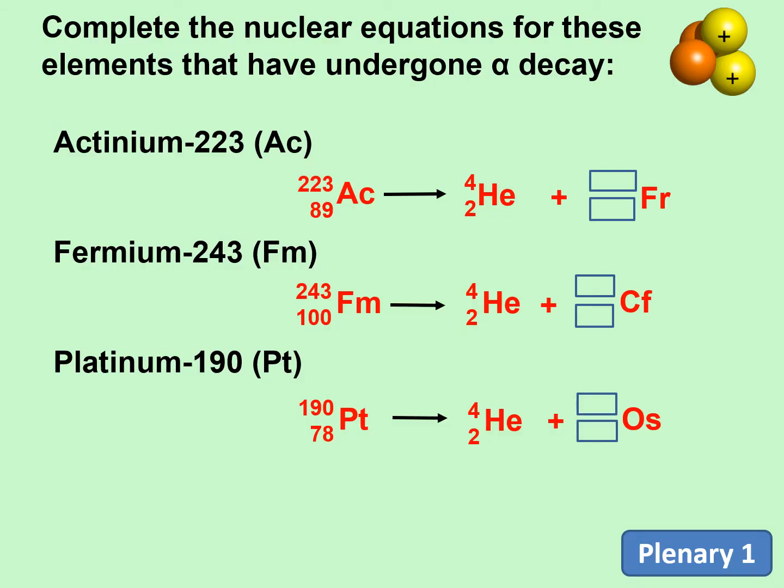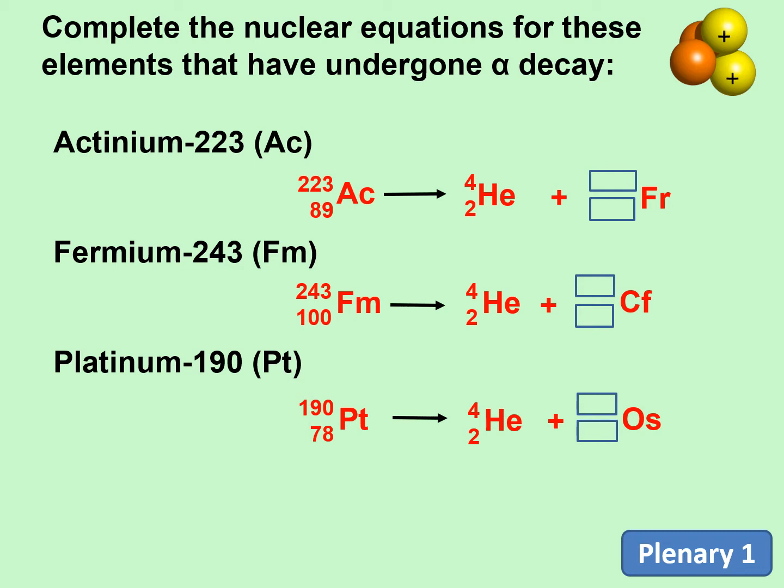Okay, your turn. So 3 questions there, 3 nuclear equations showing alpha decay for 3 different unstable isotopes. It's your job to work out the mass and atomic numbers of the daughter nuclei. Off you go. Here's the countdown in 3, 2, and 1.